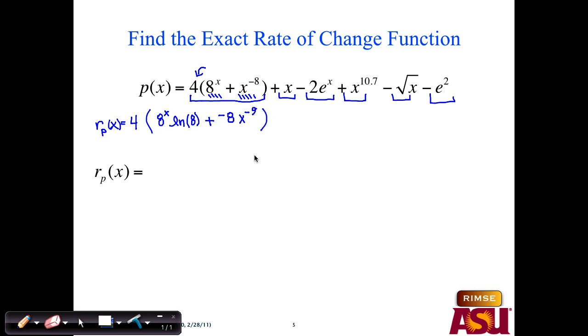So we had 4 times 2 terms. Now we have 4 times the derivative of those 2 terms. That's how constant multiples work. Constant multiple of 4, I can just tack that back on, so I could leave it as is.